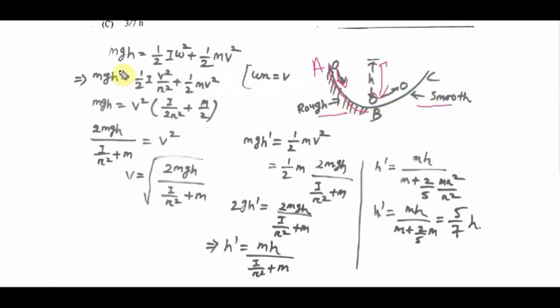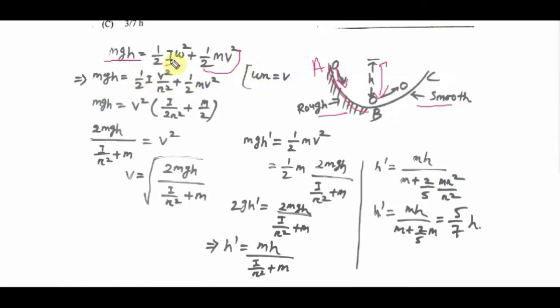Here we have to equate the potential energy to the kinetic energy. So mgh equals half I omega square plus half m v square, the kinetic energy for rotational and translational. The kinetic energy for translational is half m v square and for rotational is half I omega square. This question is similar to our question number 41, so you can refer to that also.